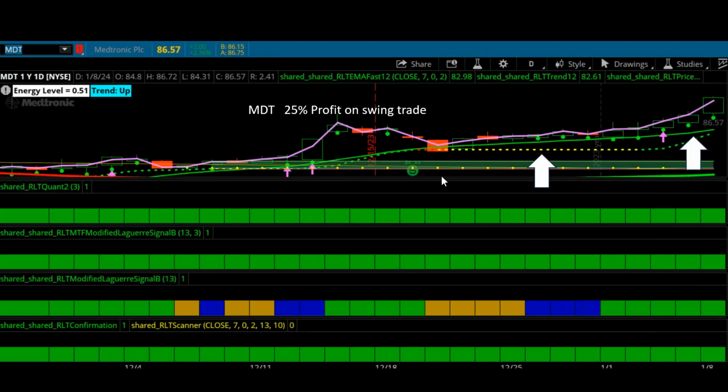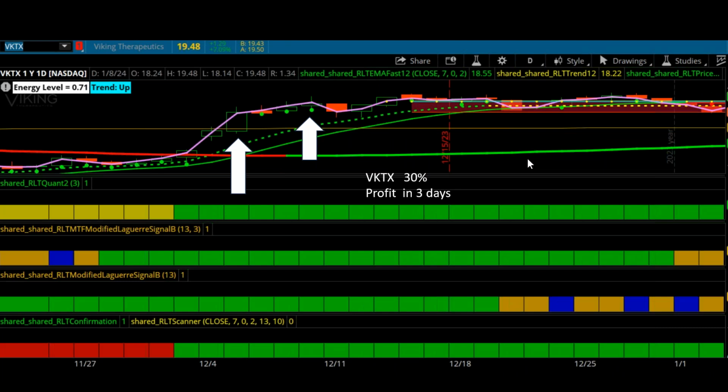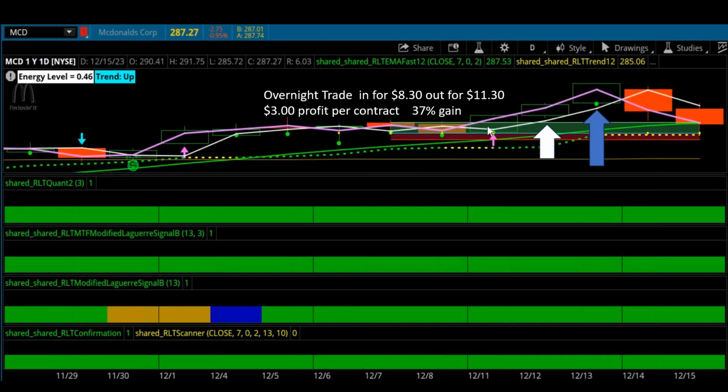Right, and another one, MDT. So you can see the indicators, how they're telling us whether the institutions are in there or not. Vertex, another good one, right, popped up 30% in 3 days. Nice trade right there.